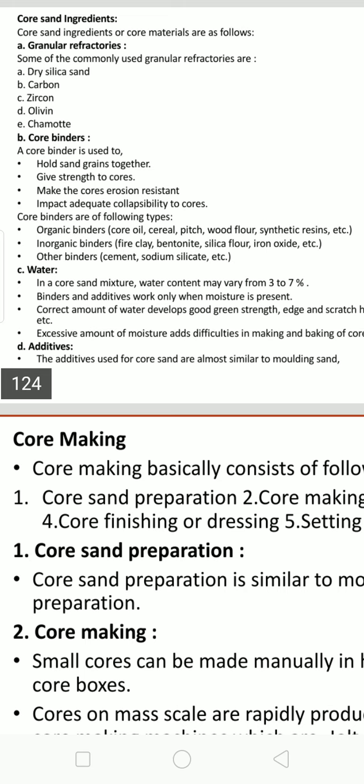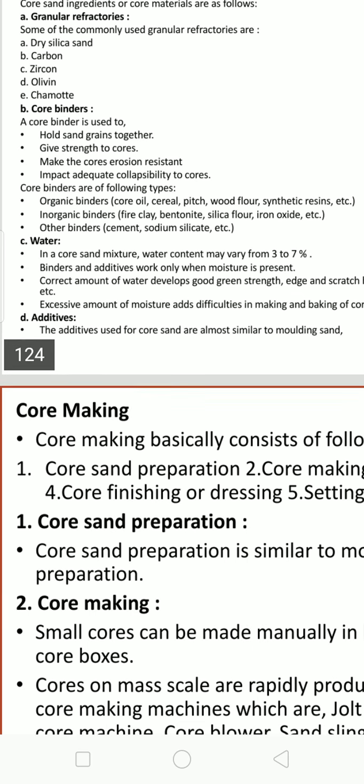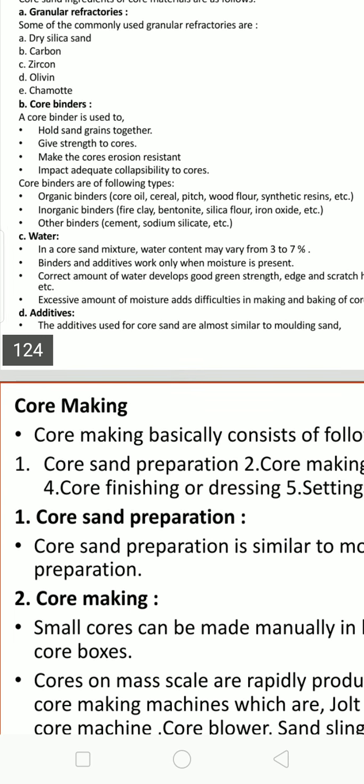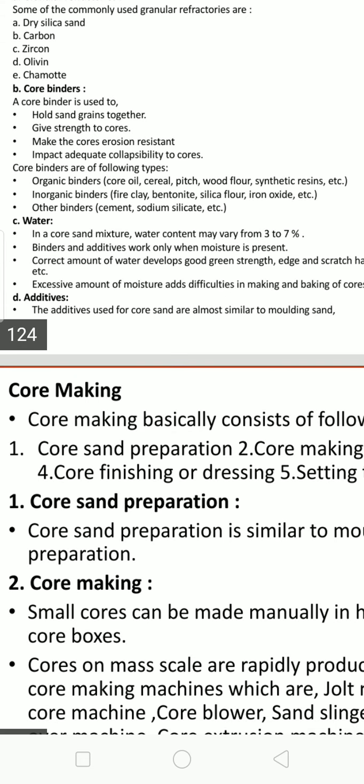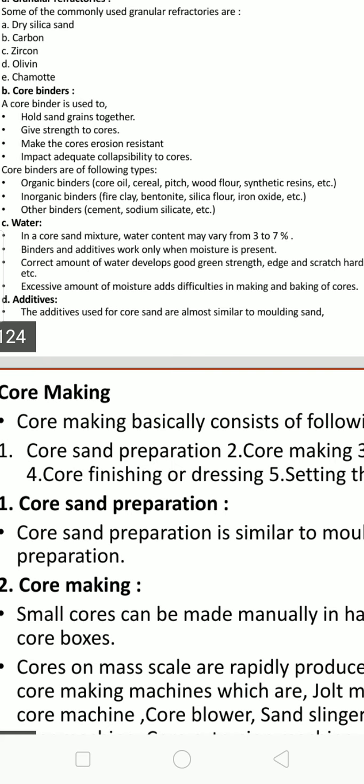Binders and additives work only when moisture is present. Otherwise they cannot be readily mixed with each other and moved into the complex areas of the core box. The correct amount of water develops some green strength, edge and scratch hardness, etc. If we add excess, then flowability increases, so impressions, scratches, and edge damage become more likely. If you add the appropriate amount, these can be avoided. Excessive moisture adds difficulties in making and baking the core.